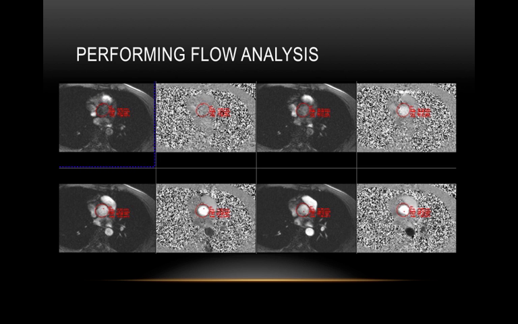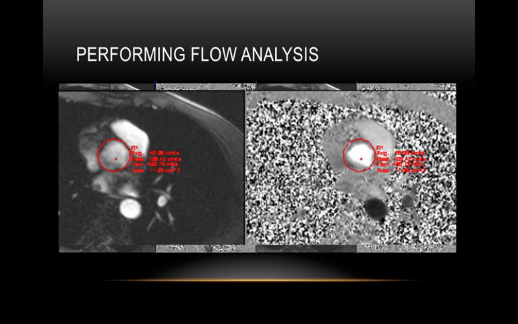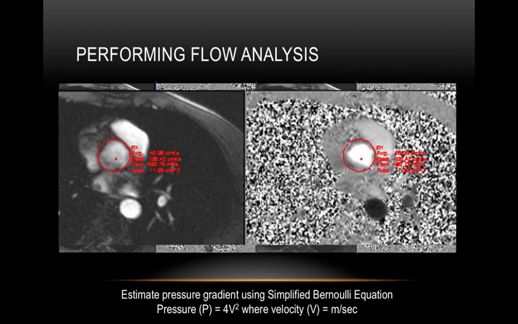As I showed you earlier, you're going to draw your regions of interest around the area where you want to perform your flow analysis, and then you'll get this information where the dot here shows you the peak velocity. So I want to introduce the simplified Bernoulli equation, which demonstrates that a pressure gradient across an area of stenosis can be calculated by multiplying 4 times the velocity across the area of stenosis squared. So 4v squared. That'll give you the millimeters of mercury of gradient, and the velocity is encoded in meters per second, not centimeters per second.